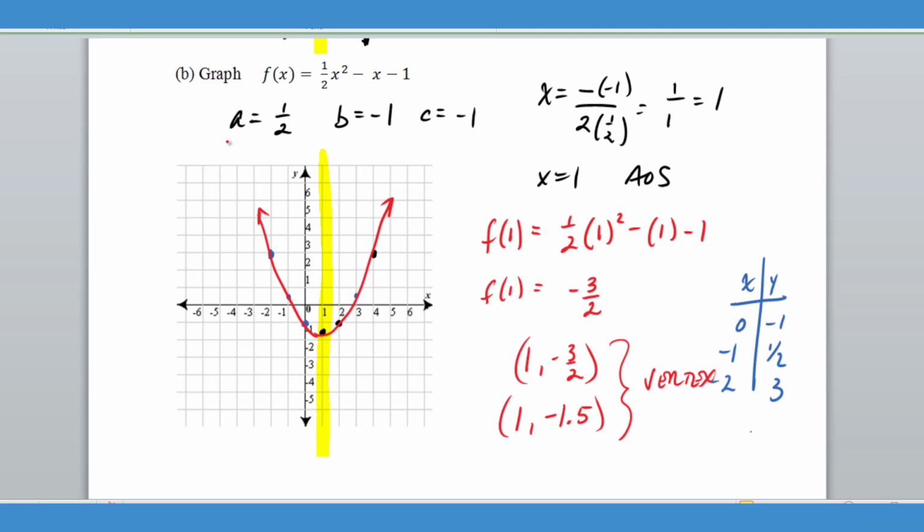Now, I should notice immediately a couple things about my standard form here. The a value, the leading coefficient, is 1/2. And in this particular case, the 1/2, if you recall, opens that thing up a little bit. It makes it a little bit flatter, if you recall from our translations and transformations in prior units.